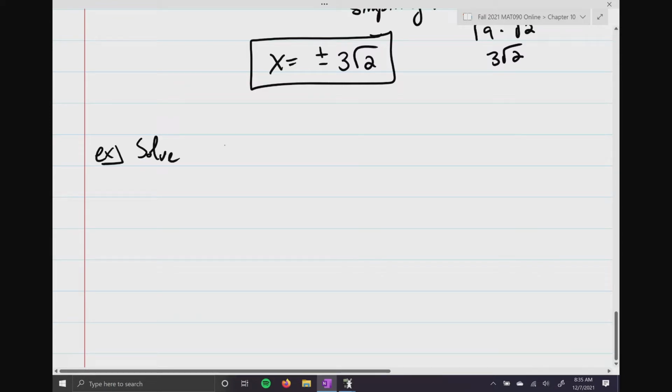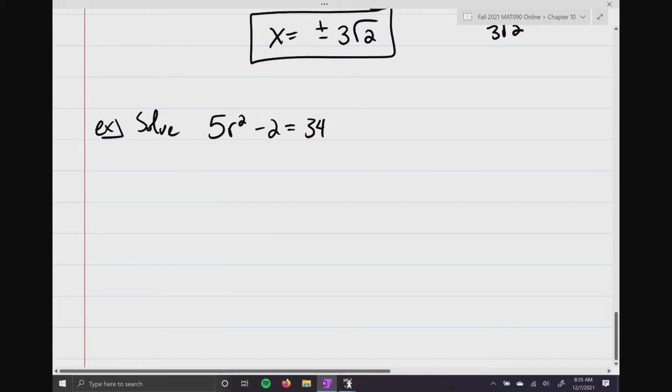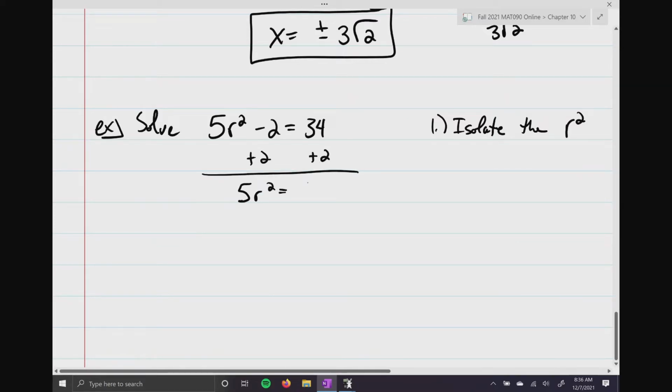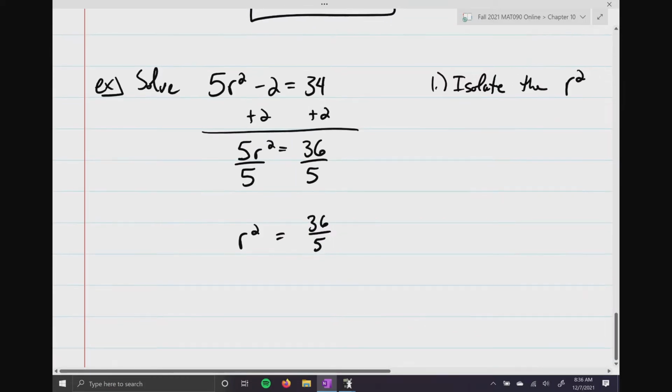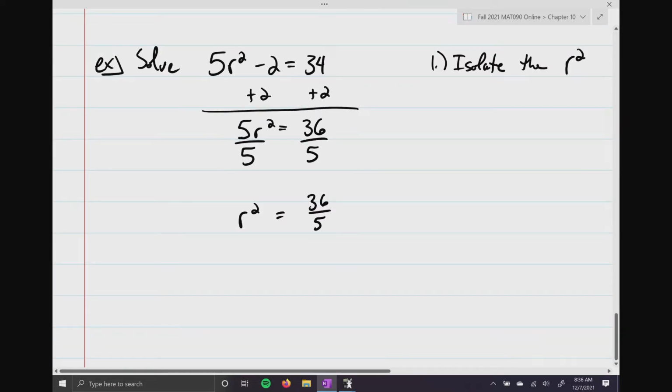Let's solve 5r squared minus 2 equals 34. Okay? So once again, isolate the quadratic term. Well, in this case, it's not x squared, sorry, it's r squared. So I'm going to add 2 to both sides. So 34 plus 2 is what? 36. Then I'm going to divide both sides by 5 to yield r squared equals 36 over 5. And there's nothing you could do to simplify that. It is what it is.